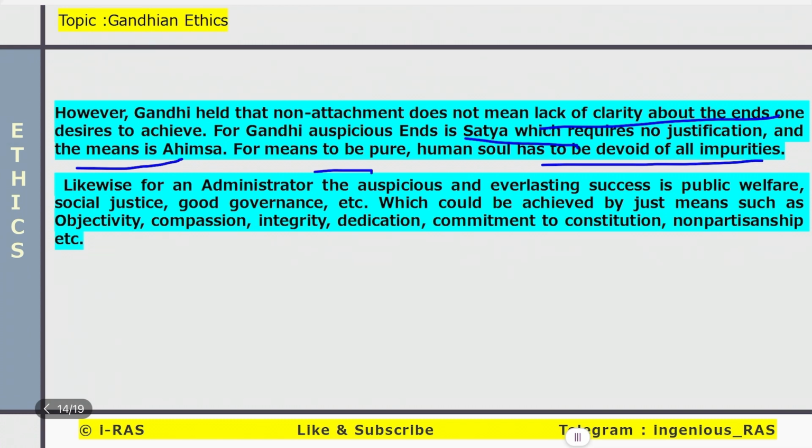Likewise, this is a conclusion by the way, for an administrator the auspicious and everlasting success is public welfare, social justice, good governance, which could be achieved by just means such as objectivity, compassion, integrity, dedication, commitment to the Constitution, non-partisanship, etc. This is how we can relate.